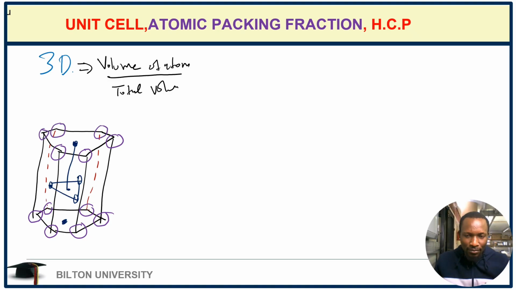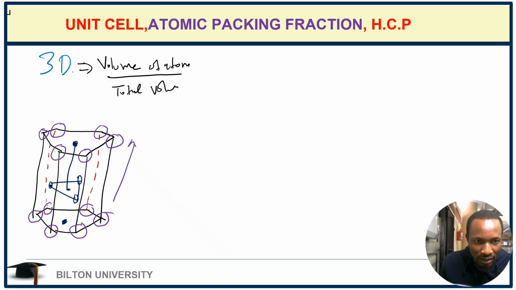So how many atoms do we have? We have 1, 2, 3, 4, 5, 6, 7, 8, 9, 10, 11, 12. So on the upper surface there are 6 atoms, and on the lower surface there are also 6 atoms, so 12 atoms in total. And also there are these 3 atoms at the middle, and also in each face of 1 unit cell there is 1 atom, so there are a total of 2 atoms.